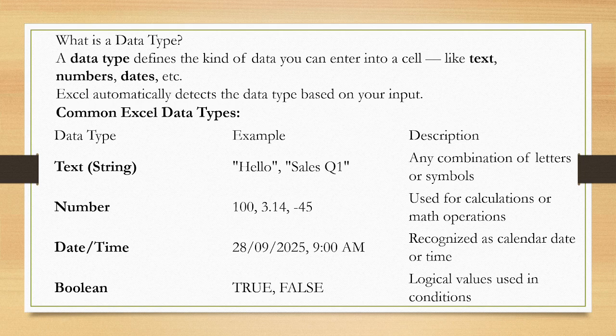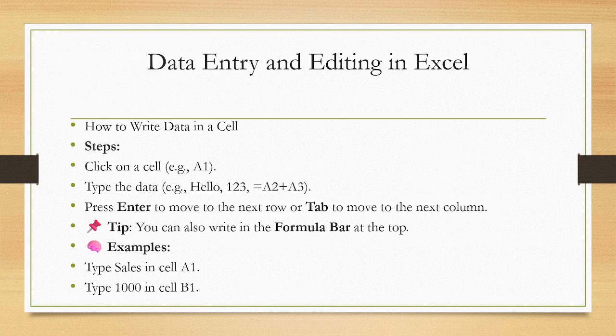Number: 100, 3.14, minus 45. Description: used for calculation or maths operations. Data type date or time: 28/9/2025 or 9 a.m. Description: recognized as calendar date or time. Boolean: true, false. Logical values used in conditions.